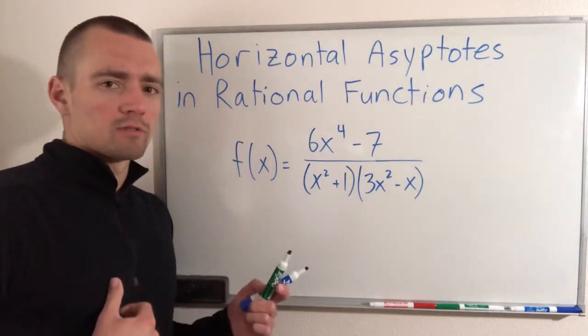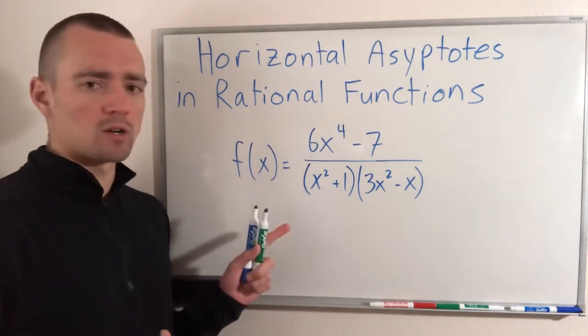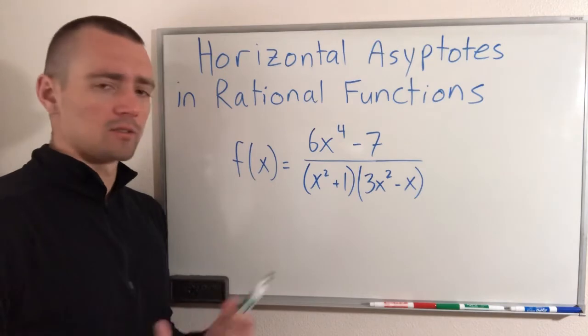Here's what we're going to be going over today: how to find horizontal asymptotes in rational functions. And I'm going to be showing you how to do it with this function right here. So let's go ahead and jump into it.